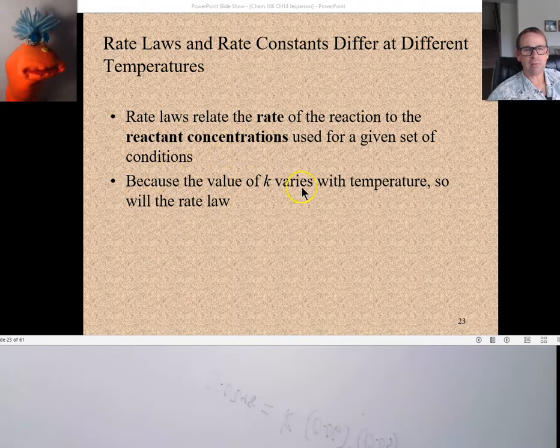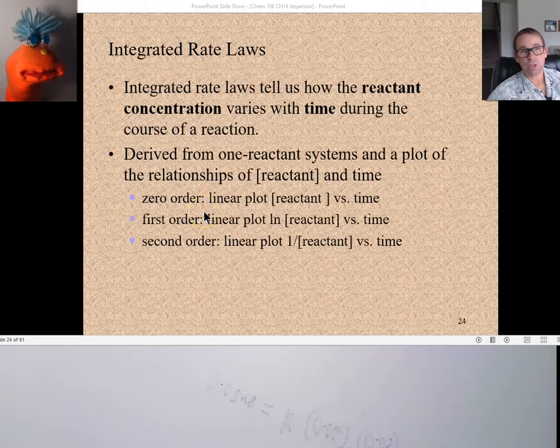Because the value of k varies with temperature, so will the rate law, okay? The value of k varies with temperature. The rate law will also change with temperature. Just a good piece of information to keep in mind.